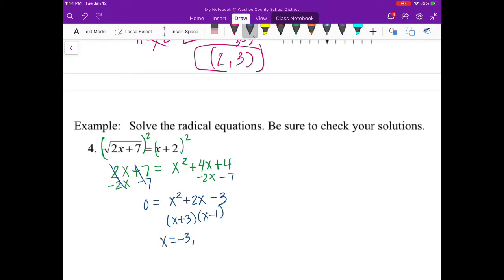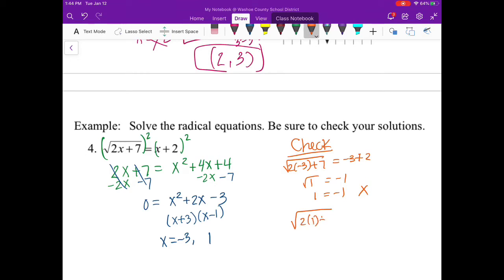When I set each factor equal to 0, that gives me negative 3 and positive 1, so I have to see which one's going to work. Going off to the right and checking my answer. If I substitute in negative 3, here's what I get. Negative 6 plus 7 on the inside is just the square root of 1. Square root of 1 is 1, equals negative 1. That's not going to work.